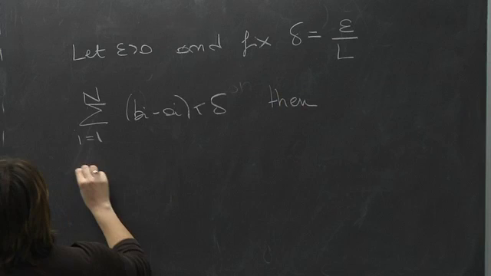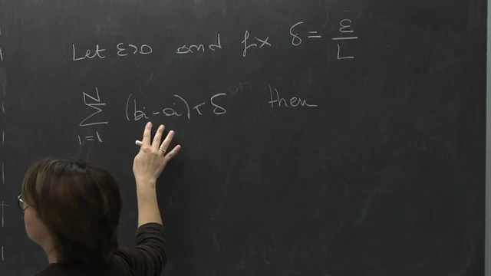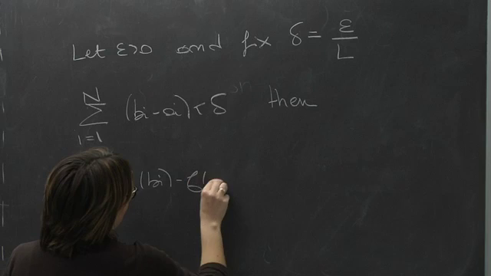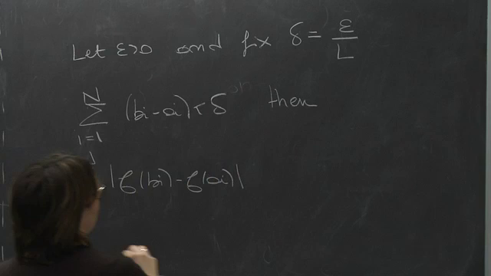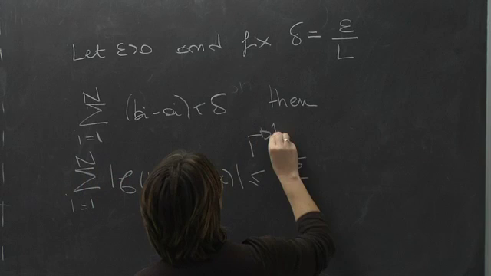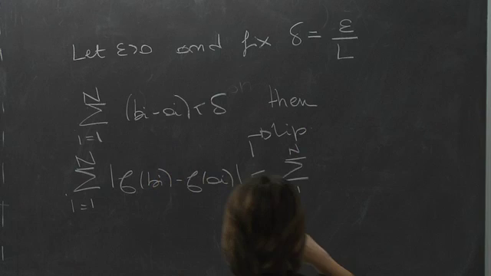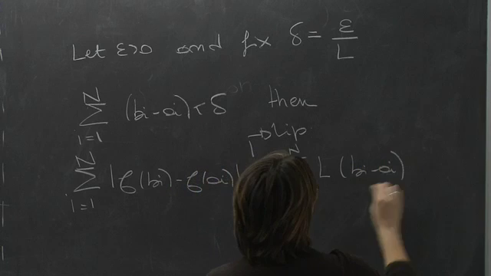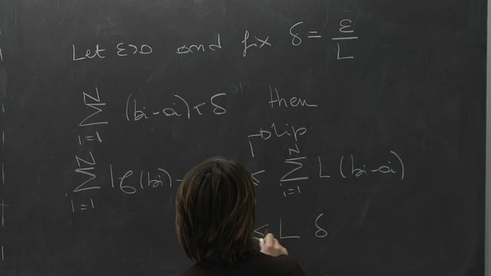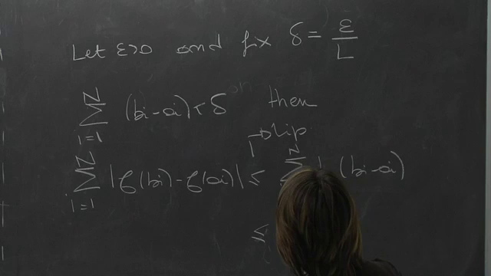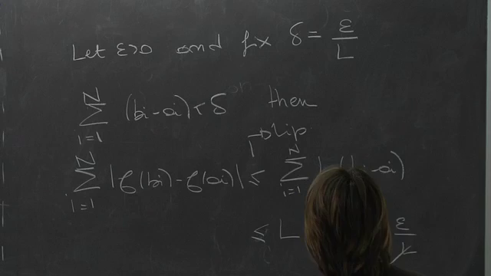if you compute the increment along these points, the sum for i from 1 to n, then by the Lipschitz property, this is less than L times the sum of bi minus ai, which is less or equal than L delta. And then if you take delta by our choice, you get that it is less than epsilon.